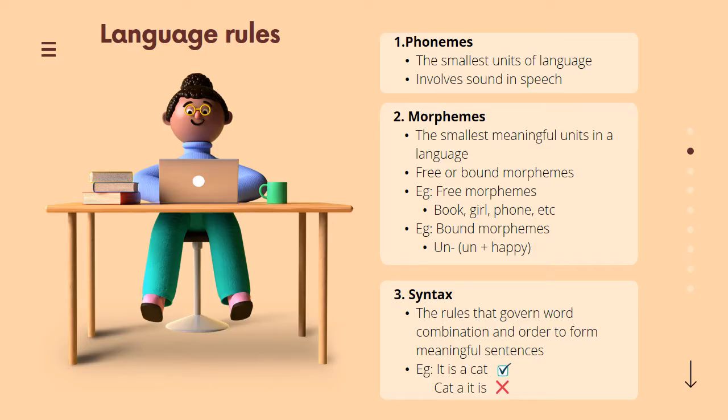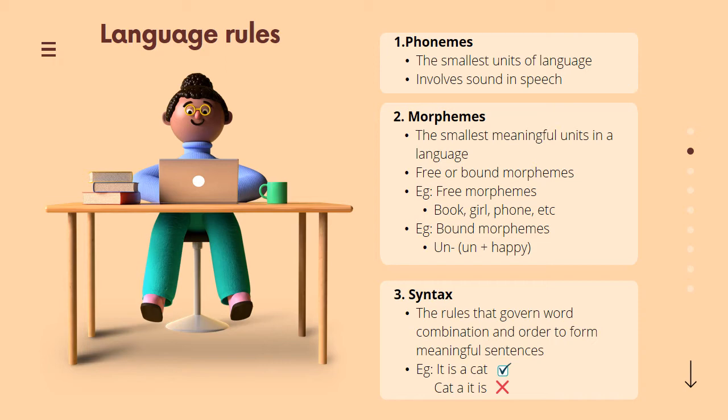The first basic thing you need to know is language rules. There are 5 rules. The first one is phonemes. Phonemes are the smallest units of language. It involves sound in speech. For example, A is a, B is b, C is k, and so on.